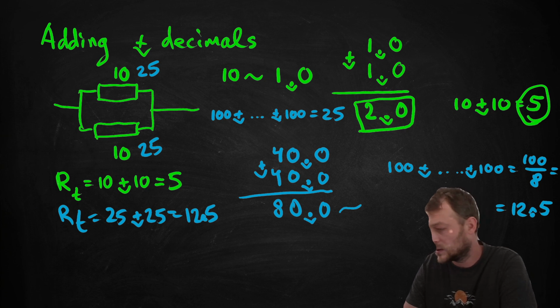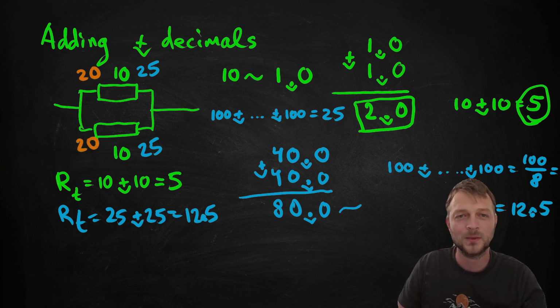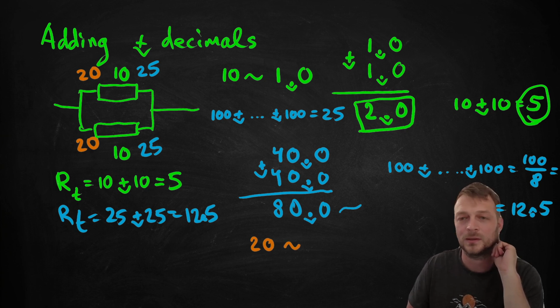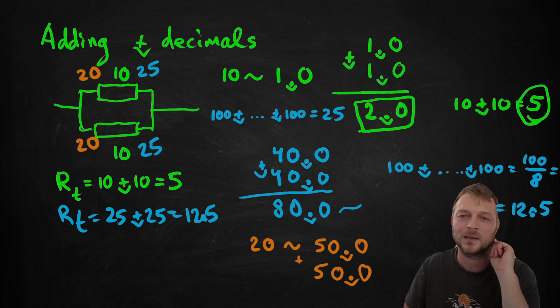20s. We have 20 here and 20 here. Let me check. Is this visible? Yeah, it's okay. So 20. What is 20 in our dual decimal form? In dual decimals form? 20 is 5 times added 100. So it's 50. Now let's add 50 and 50. Plus.